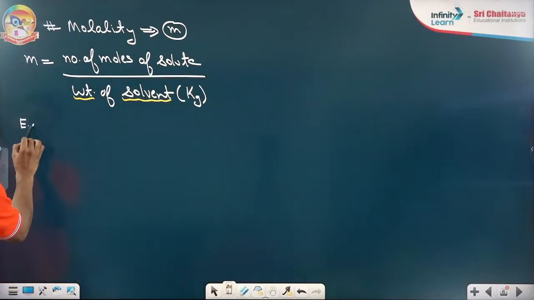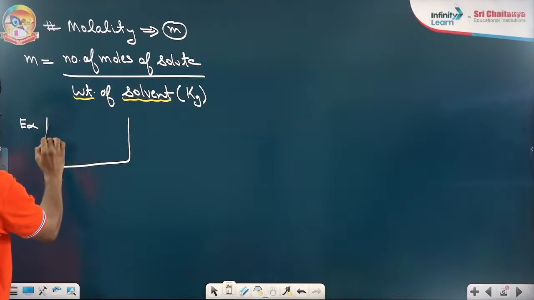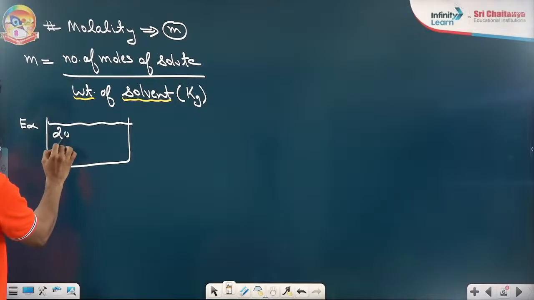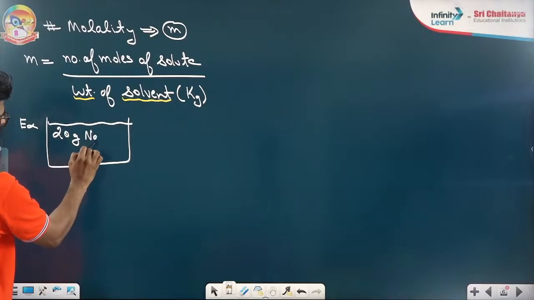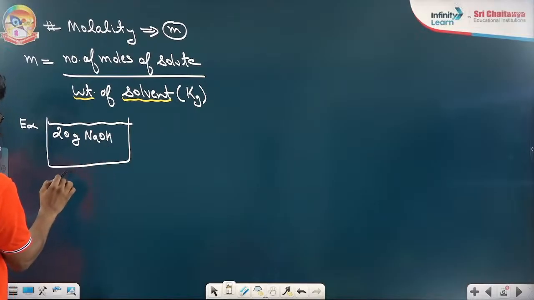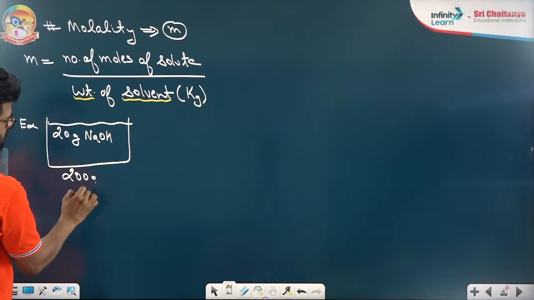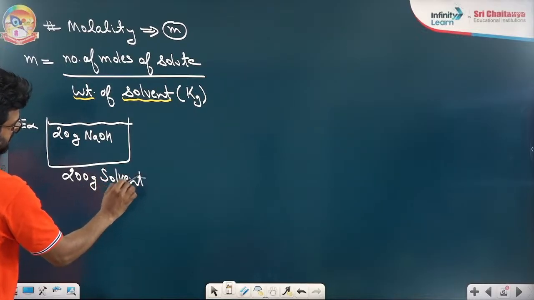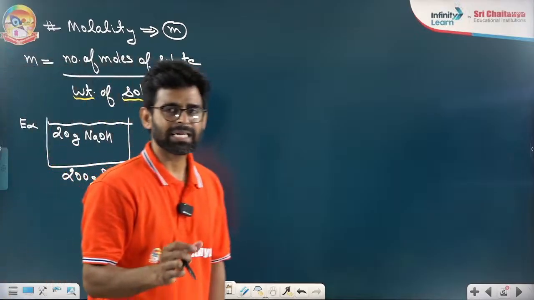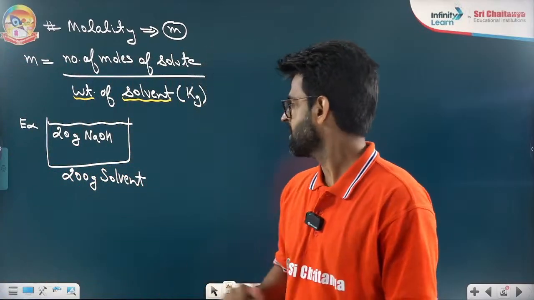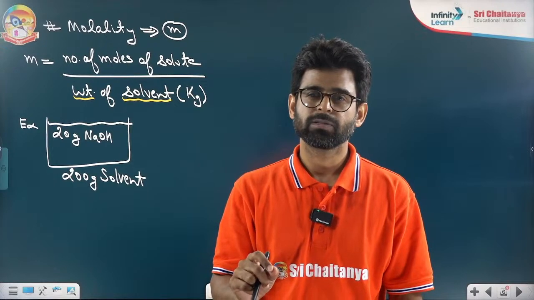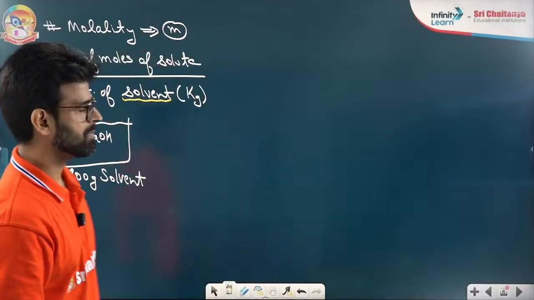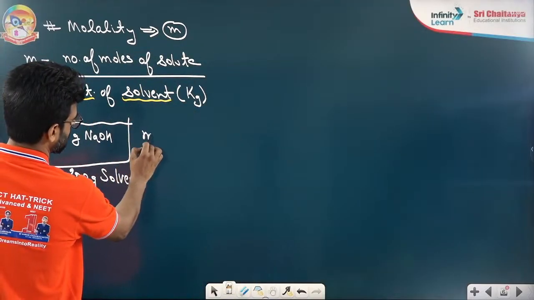I'm taking one simple example. Imagine we have a solution here. In this solution, we are having 20 gram NaOH. And here we are taking 200 gram of solution. Sorry, I'm taking solvent. First of all, I'm taking solvent, right? So 20 gram NaOH and we are having 200 gram solvent. So you can take water if they don't mention anything else. Tell me, give me the answer, beta. We have to find the molality of solution.